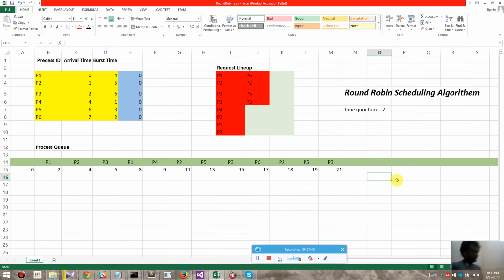So I hope this explained how the round robin scheduling algorithm works. And next I'm going to explain how the shortest job first algorithm works.